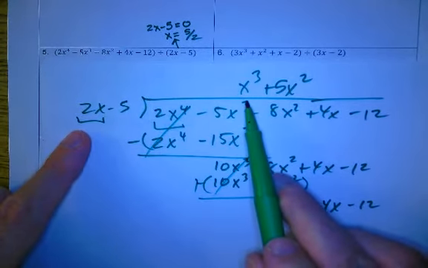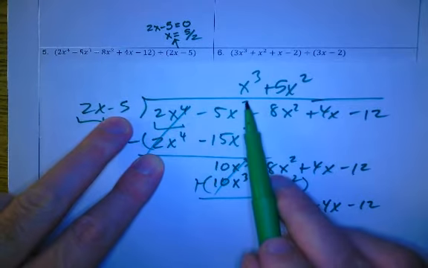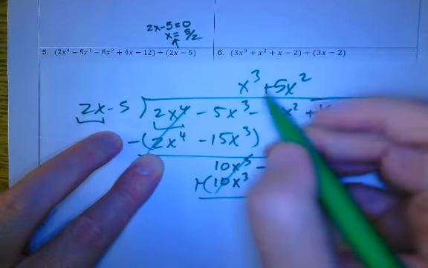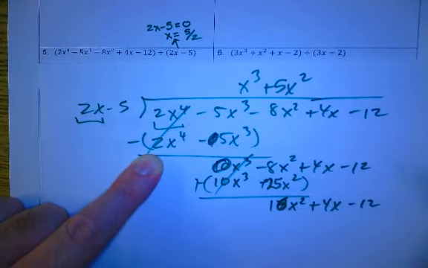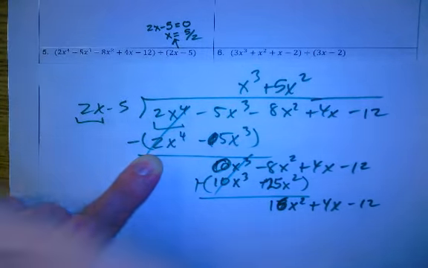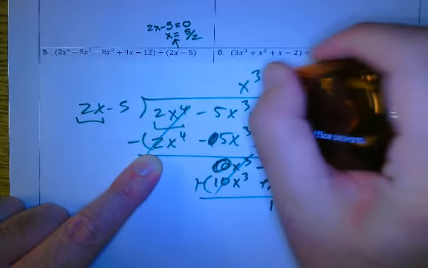X cubed. Oh, this is why. 5 times x is just 5x. This becomes 0. We all missed it. The whole class missed it. How dare you? No worries. Here's how we fix things. You just cover them up.